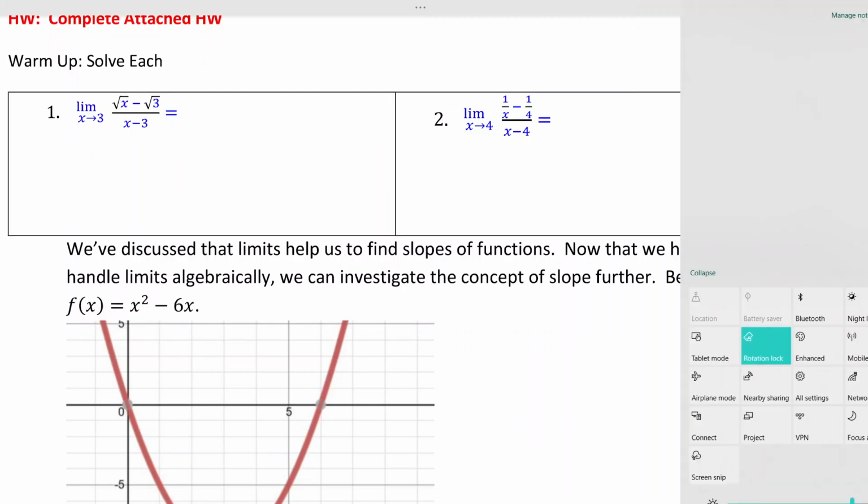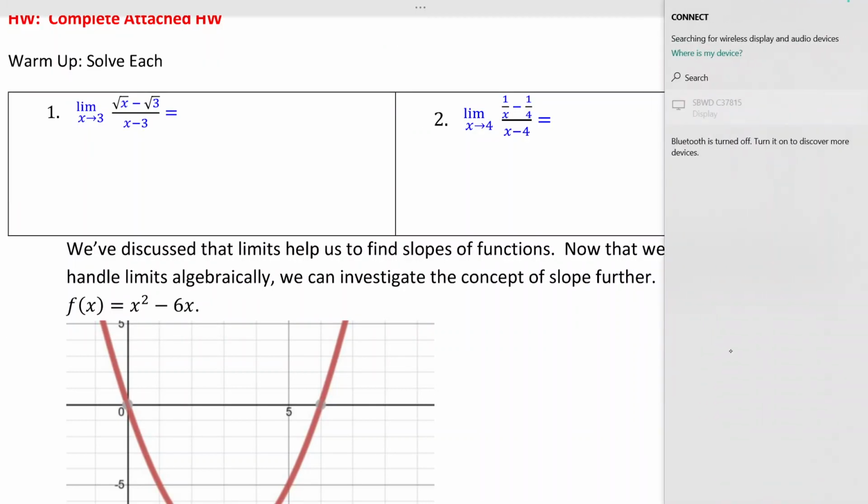Okay, I think this is working. We'll see. We'll try this. There we go. Do your thing.